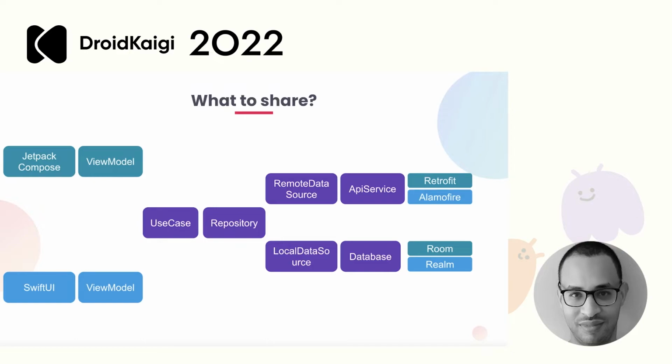That's why the Ktor library comes to the rescue for networking, and SQLite for database. Now, thanks to these two Kotlin libraries, you can write code once and it works for Android and iOS.